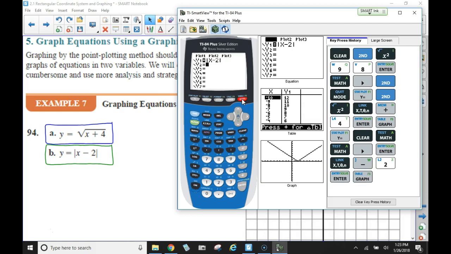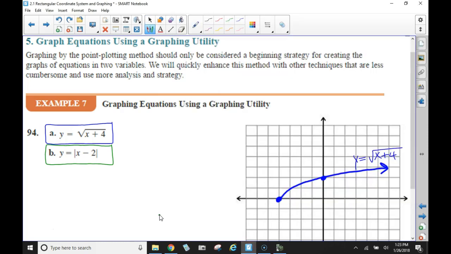Hit graph, and you can see that the absolute value of x minus 2 looks to me like we have an x-intercept at 2 and a y-intercept at 2. So when we go to graph that, and then after that it's just a little V-shaped graph.